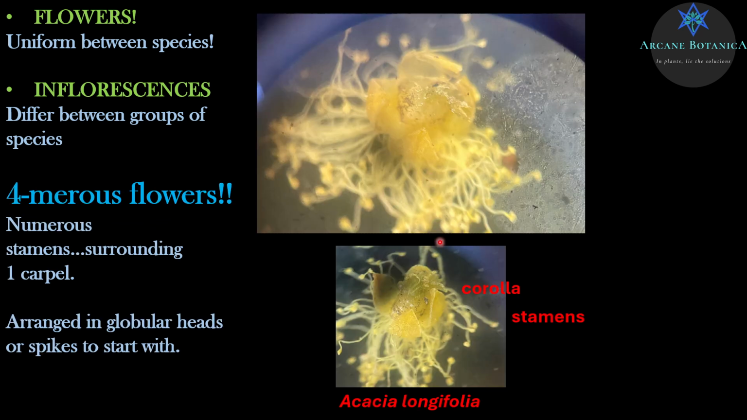But here, and I've tried my absolute best, this is Acacia longifolia, and this is a wattle that has 4-merous flowers. It's still got the numerous stamens and the carpel, but it has 4 petals, and I've really tried my best to capture them here.